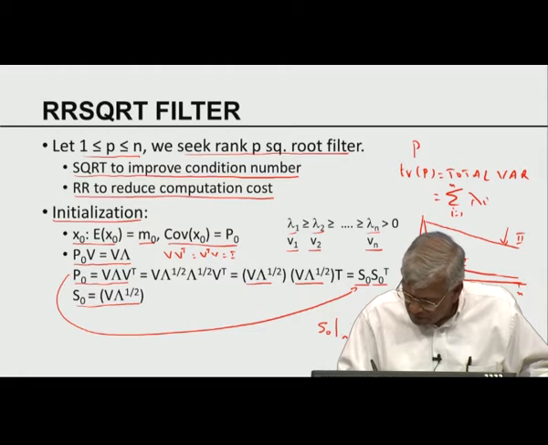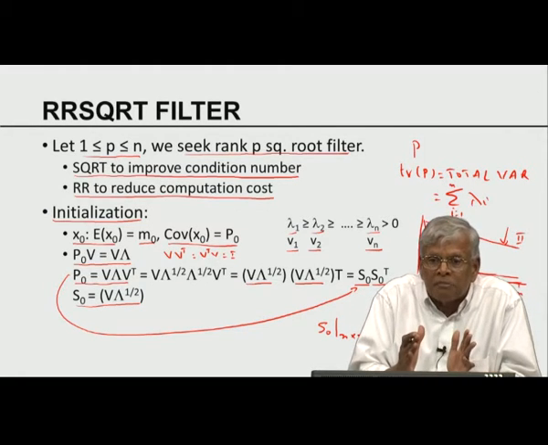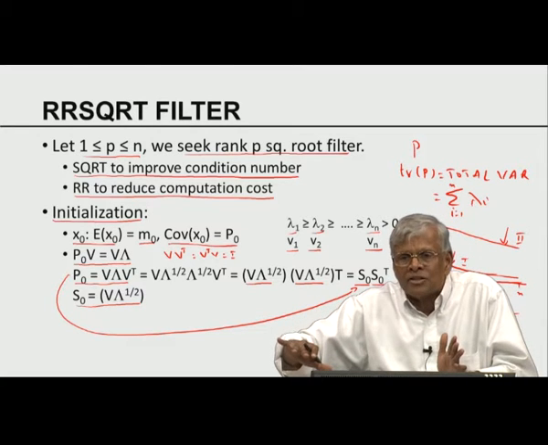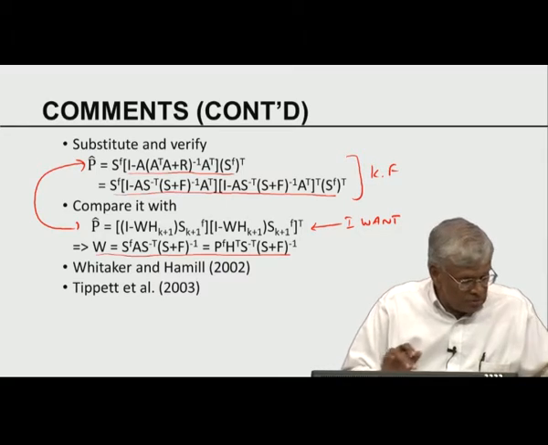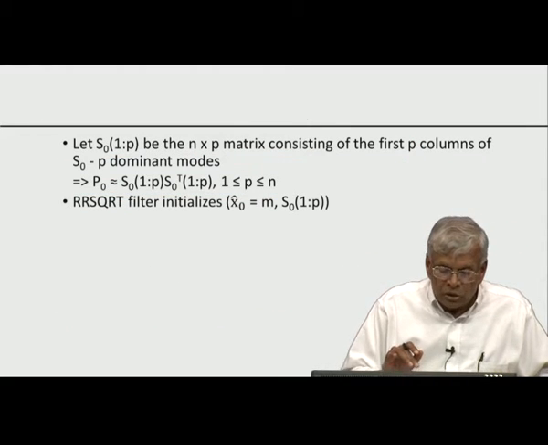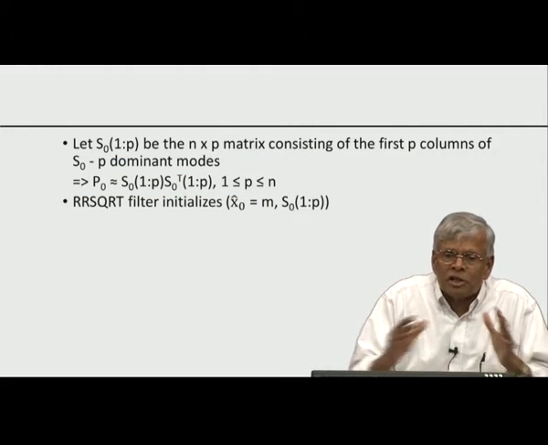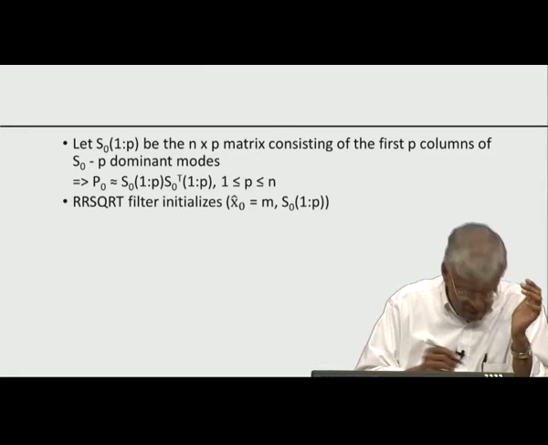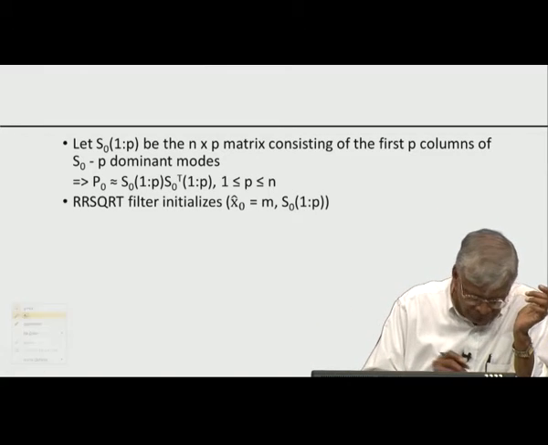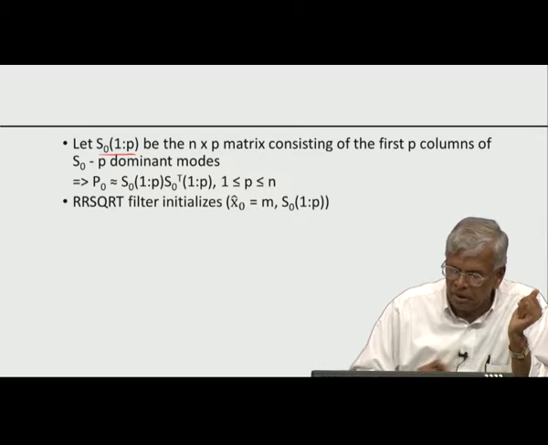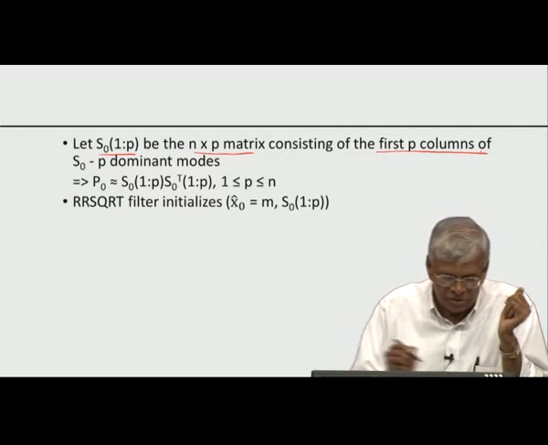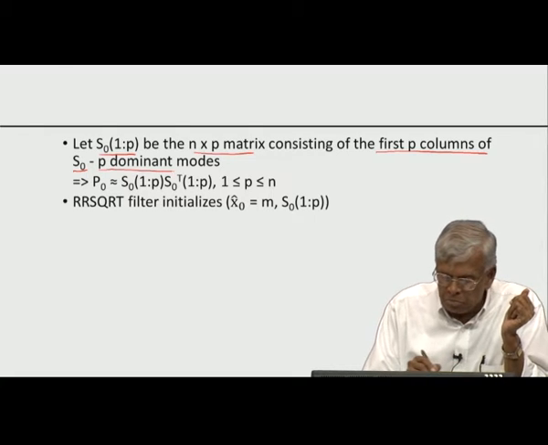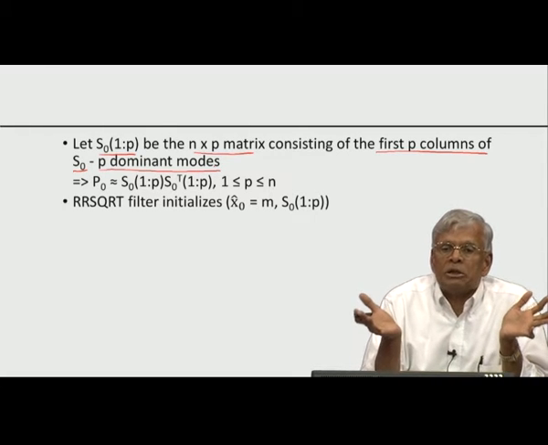Is an n by n matrix. I am going to keep the first p columns of it and drop the last n minus p columns. So the matrix that is built out of the first p columns of S naught is now going to be called S naught 1 colon p, the n by p matrix consisting of the first p columns of S naught, the p dominant modes. What do you mean by dominant modes?